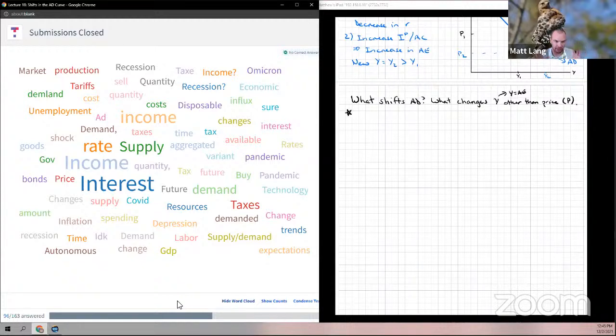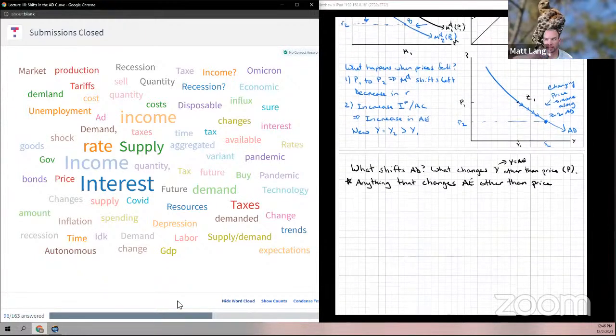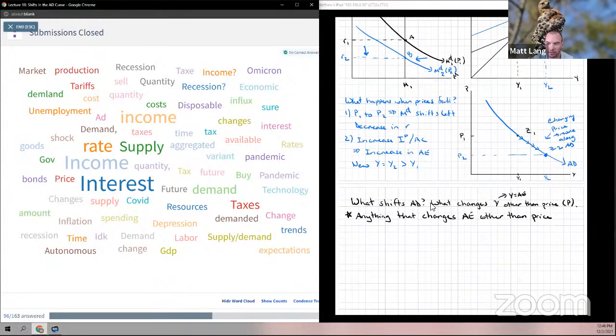The answer, the big all-encompassing answer, is anything that changes our AE other than price. So when price changes, all those things change that we saw up above: money demand, interest rate, AE, Y. And that maps us from say P1 to P2.